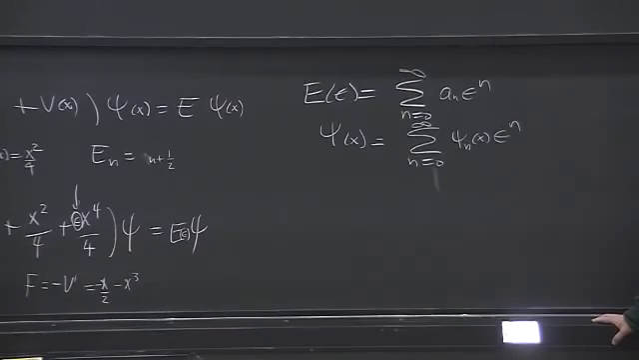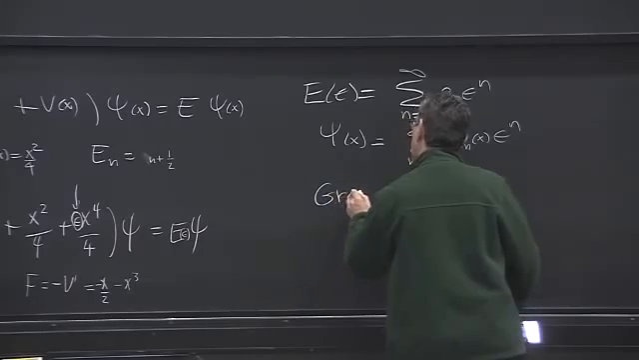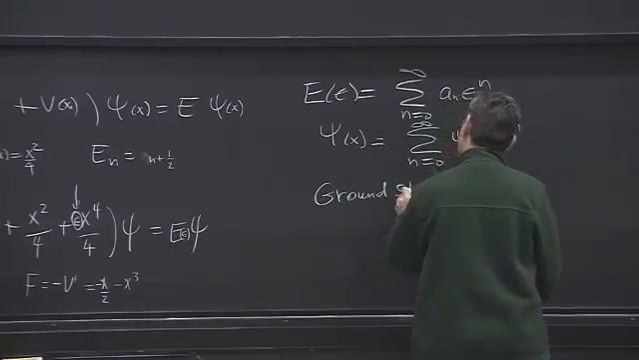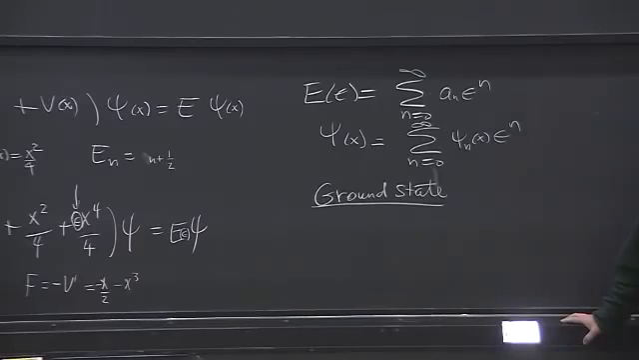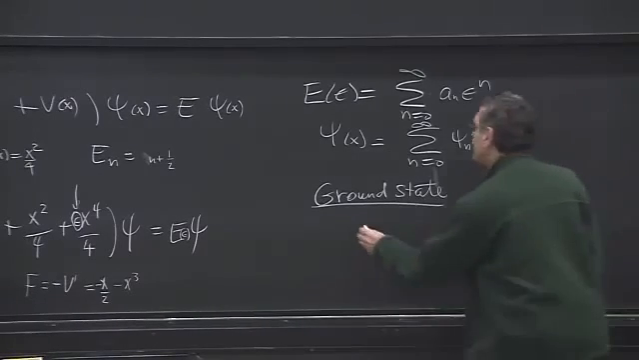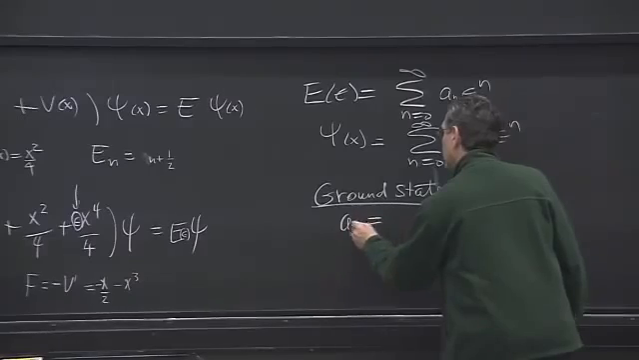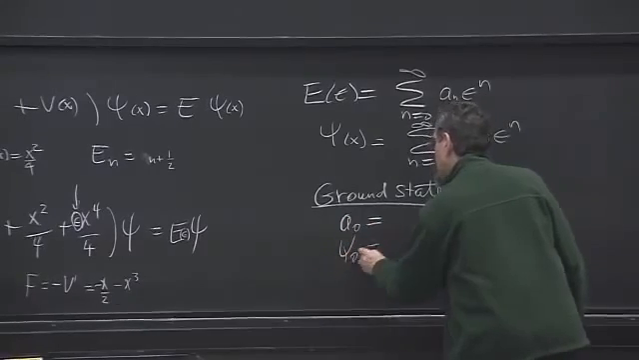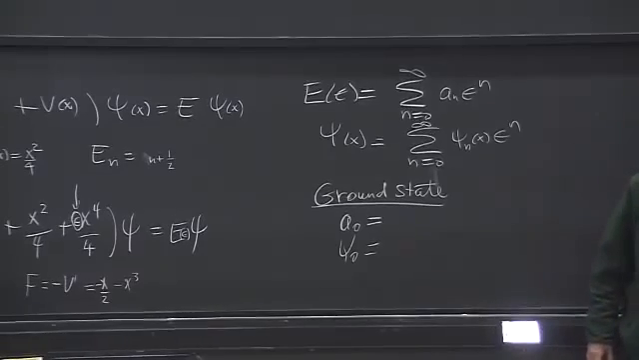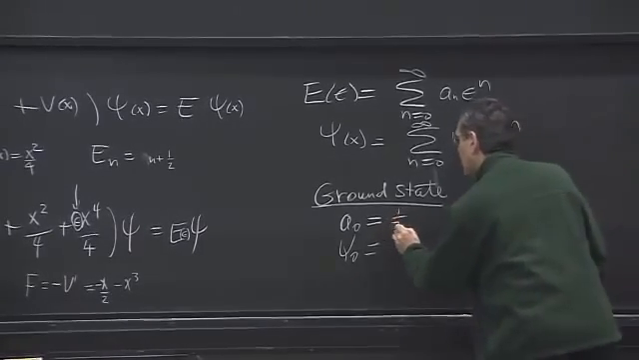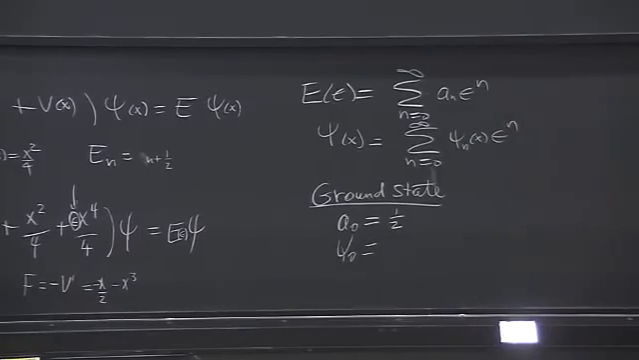Now, if we were trying to find the ground state energy, the lowest eigenvalue, the ground state, can you tell me what is A0 and what is psi 0? Does anybody know? What is A0 to begin with? Say again, louder. 1/2. 1/2, that's right. And do you happen to know what psi 0 is?